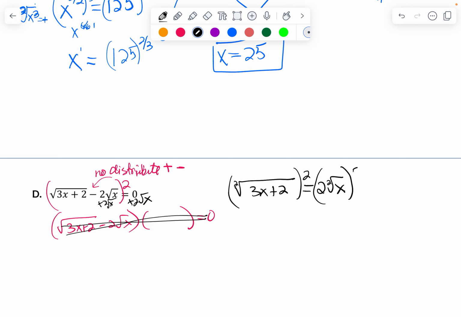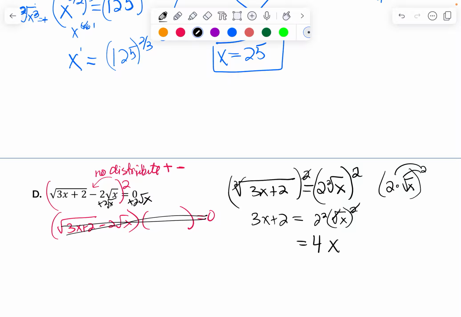I have to square that 2 out in front as well. So now this squared and this square root cancel out, and I have 3x plus 2. Now on this side, I really have 2 and the square root of x squared. Since this is a multiply, I need to use my distributive property on this one. It's not add and subtract, it's multiply. So that gives me a 2 squared times the square root of x squared. So this square and this square cancel out, and 2 squared is 4. So I end up with 4x over here, 3x plus 2.